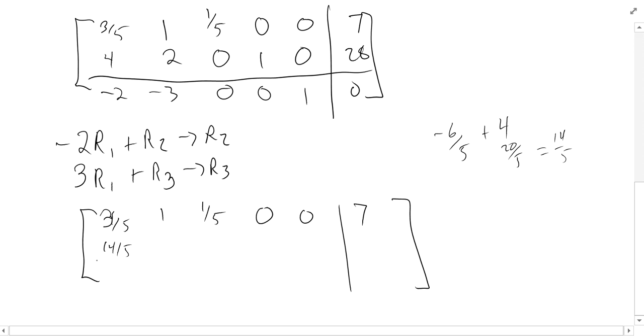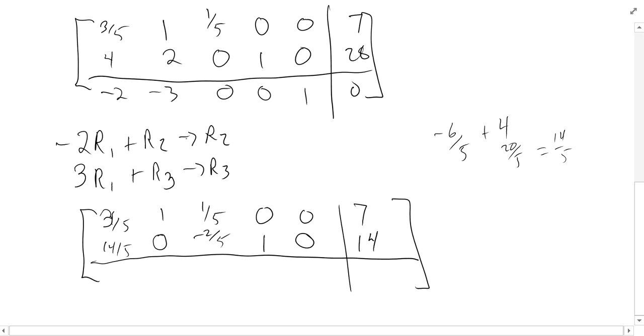I just want that line. Modify as we go. So then, all right, negative 2 times 1 is negative 2, plus the 2 gives me 0. Negative 2/5 plus 0 is negative 2/5. Negative 2 times 0 plus 1 stays 1. Negative 2 times 0 plus 0 stays 0. Negative 2 times 7 is negative 14. Negative 14 plus 28 gives us 14 again.